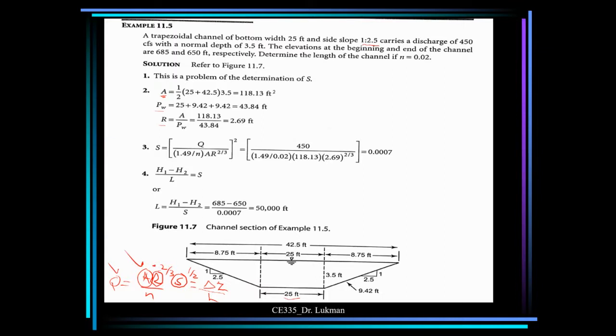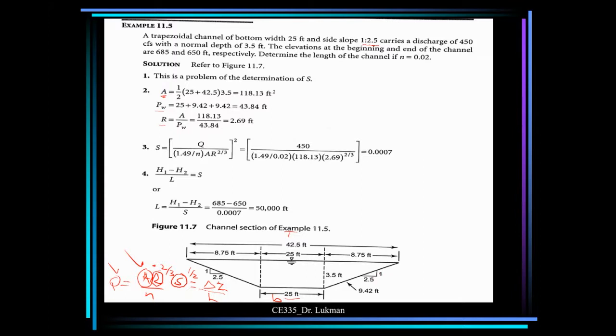For a trapezium, the area is half the sum of the parallel sides times the height. We have B here, which is equal to this. But what about these sides? Okay, the top width, the total top width. For this we have to use similar triangles.